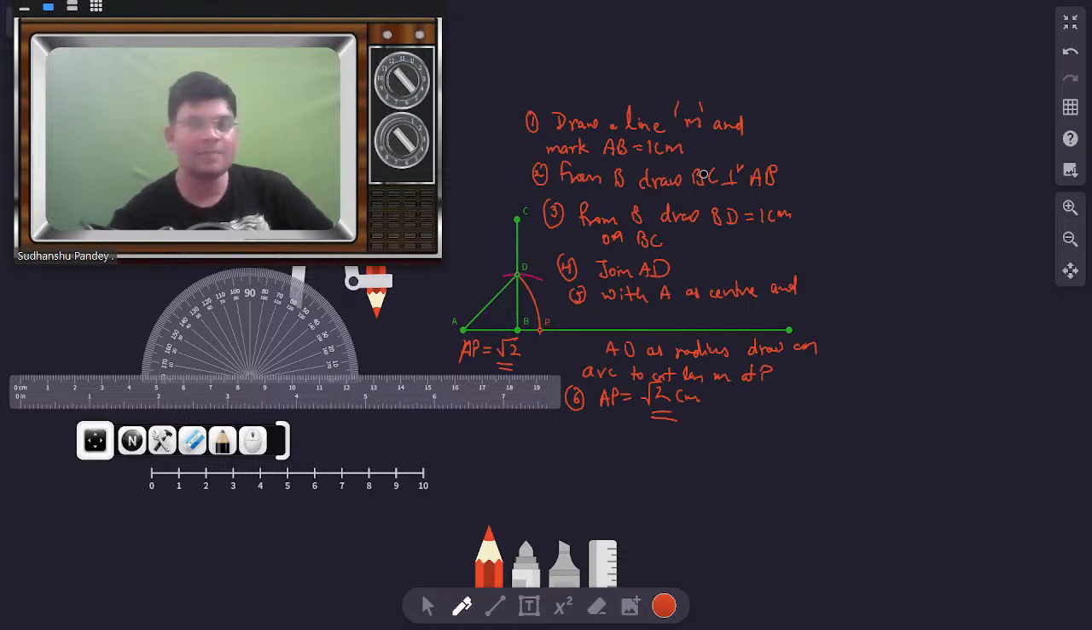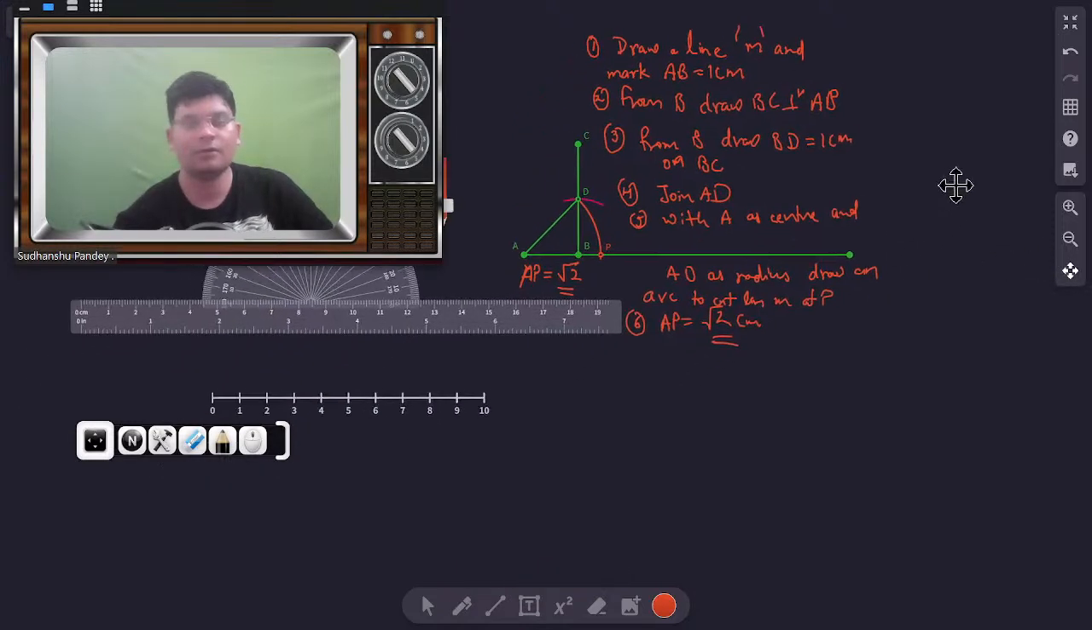Everybody understands my handwriting. Draw a line M and mark AB is equal to 1 centimeter. From B, drop BC perpendicular to AB. From B, mark BD equal to 1 centimeter on BC. Join AD, with A as a center and AD as a radius, draw an arc to cut line M at P. AP is equal to root 2 centimeter. Now understand this, how it is happening.